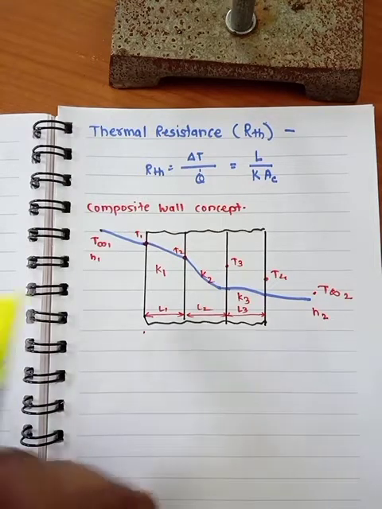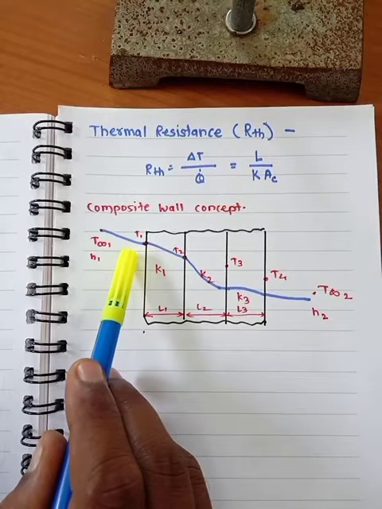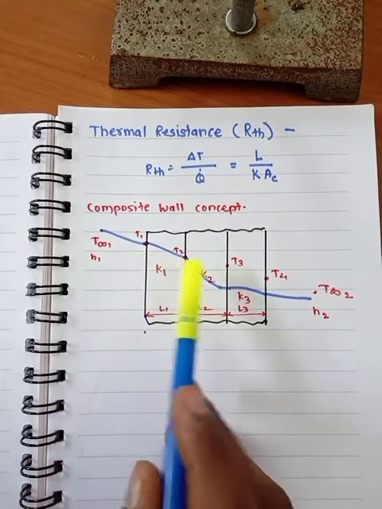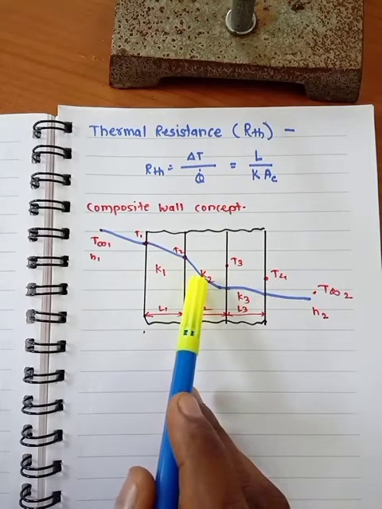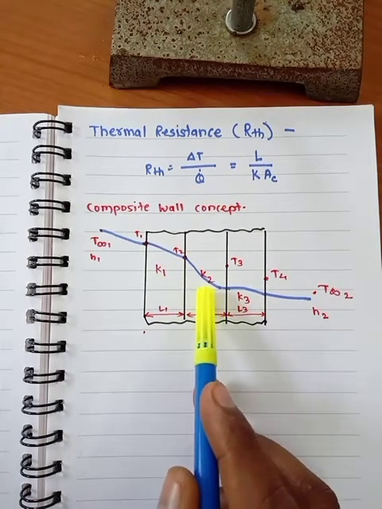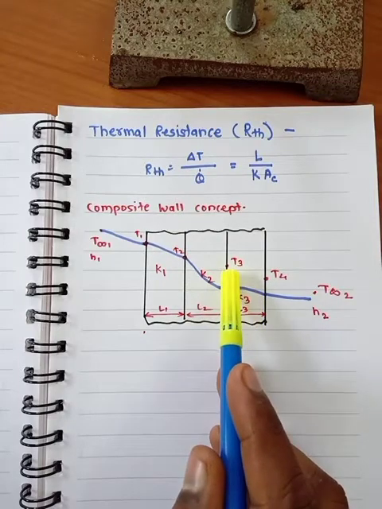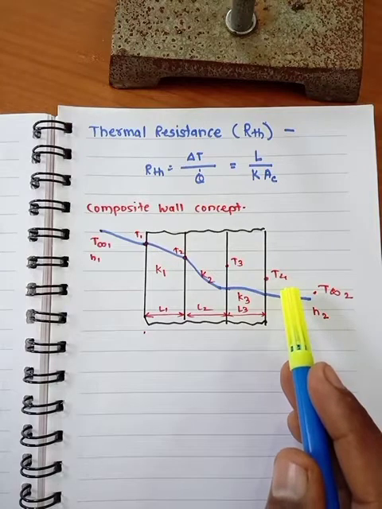Now the inside surface temperature of the wall is T1. Then at the interface of the first and second layers the temperature is T2, and at the interface of the second and third layers the temperature is T3, and the outside surface temperature of the wall is T4.